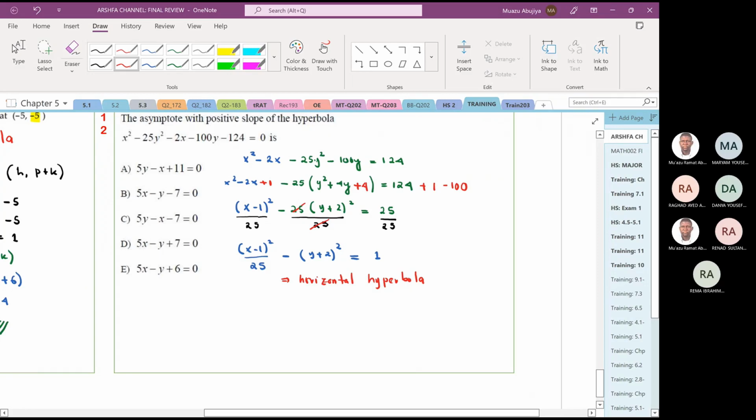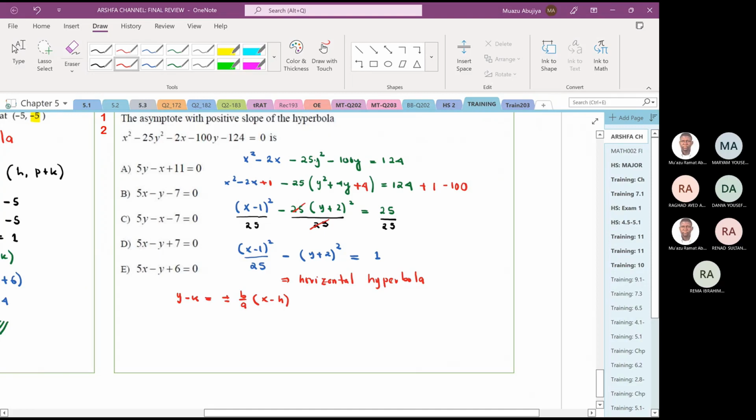Now, what do we know? What do we do? The question wants me to find the positive asymptote. Now, what is the asymptote for the horizontal hyperbola? The asymptote for the horizontal hyperbola is going to be y minus k equals plus or minus b over a. If it is vertical, we say a over b. Horizontal is b over a. So we say x minus h.